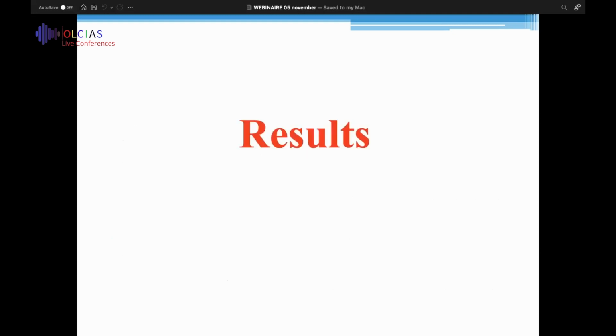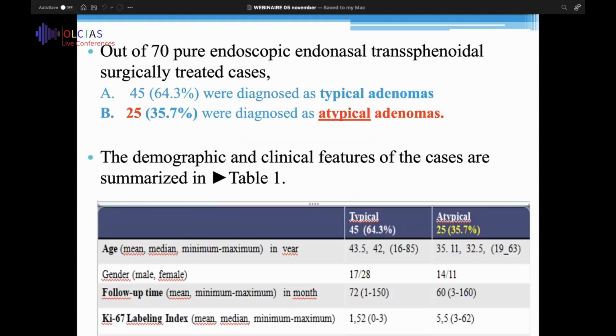Next one. For the results, next slide. Out of 70 pure endoscopic endonasal transsphenoidal surgery treated cases, we have found 45 typical adenoma, and 25 were diagnosed as atypical adenoma.